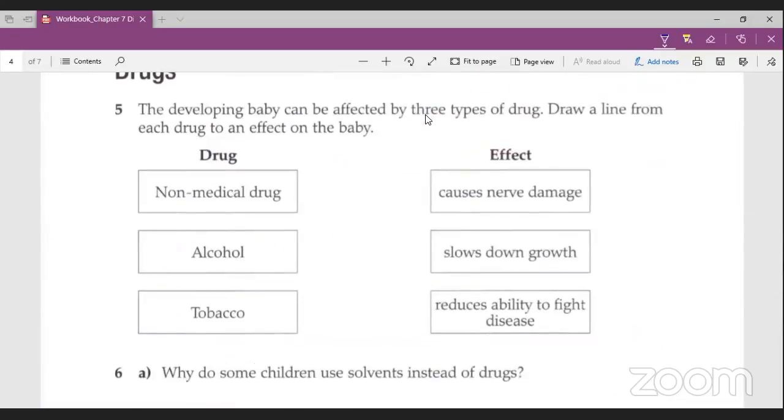So now the developing baby can be affected by, so what would you say? The non-medical drug reduces the ability to fight diseases, the alcohol causes nerve damage, and tobacco will slow down the growth. You need to master all of this. Okay.